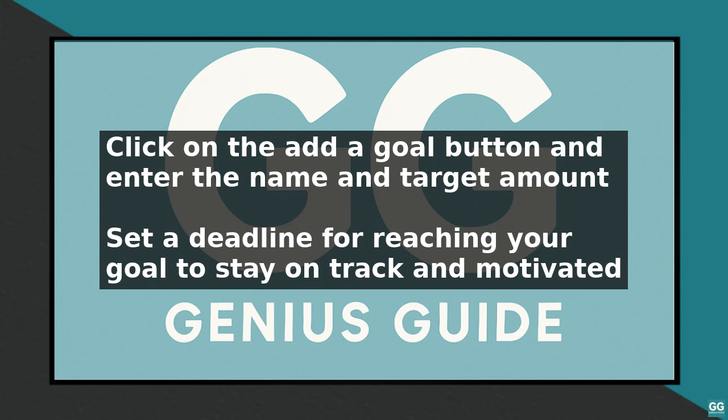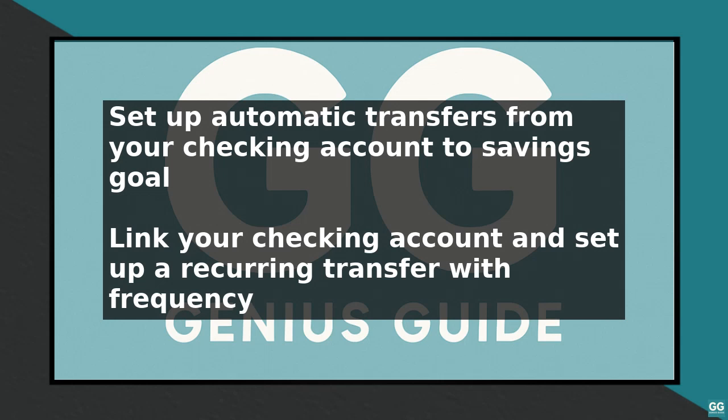EveryDollar also allows you to set up automatic transfers from your checking account to your savings goal. This way, you can ensure that you save a fixed amount regularly, without having to think about it. To do this, link your checking account to your EveryDollar account and set up a recurring transfer. You can choose the frequency and amount of the transfer, and EveryDollar will take care of the rest.